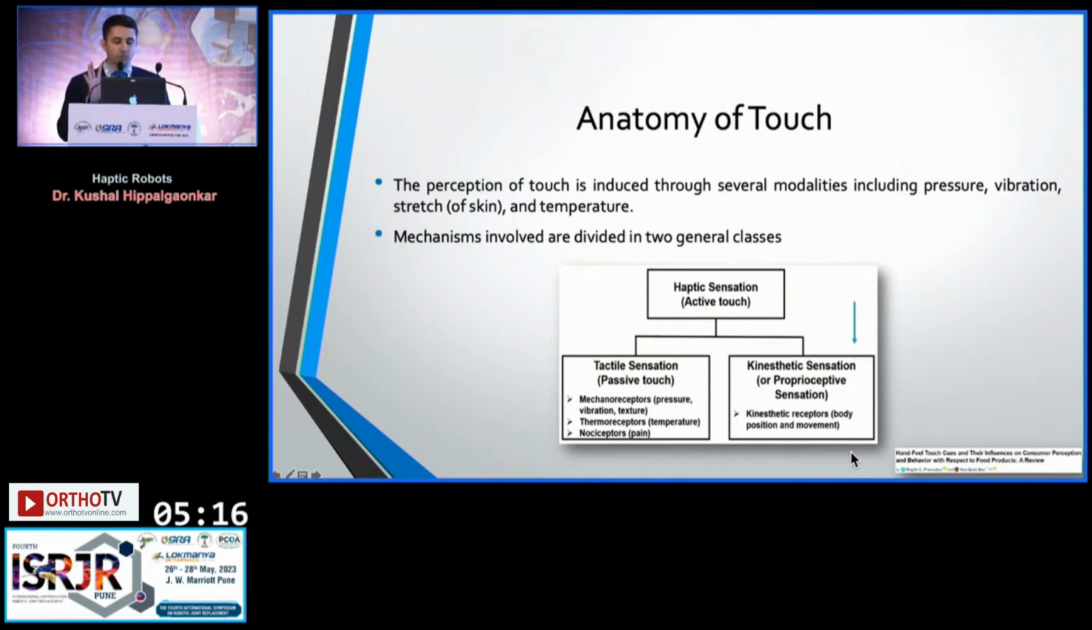Mechanisms involved are basically of two types. So the haptic sensation may be a tactile sensation, or it could be a kinesthetic sensation. When you talk about tactile, it's to do with pressure, vibration, texture, pain, temperature. But when it comes to kinesthetic, it's the proprioception, that is the body position and movement. So when we talk about the haptic robots, they focus primarily on this second one, that is the kinesthetic.